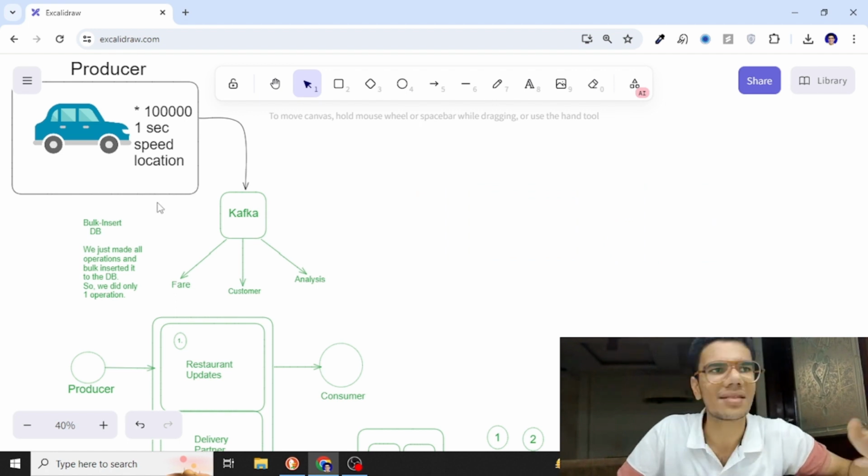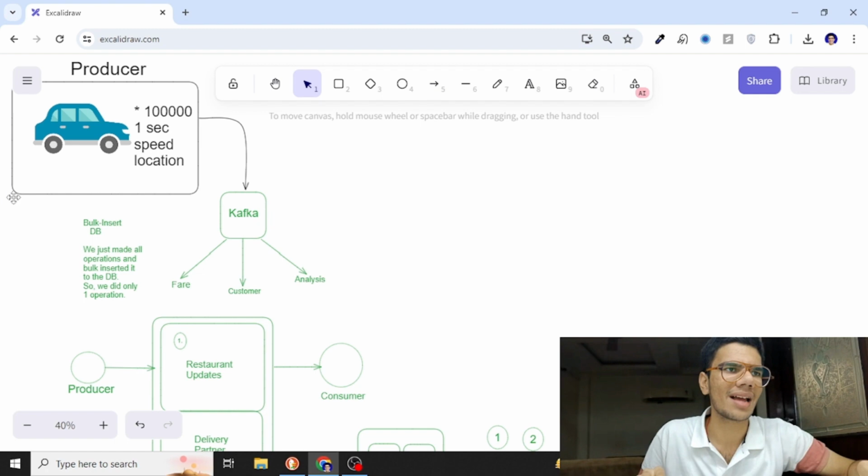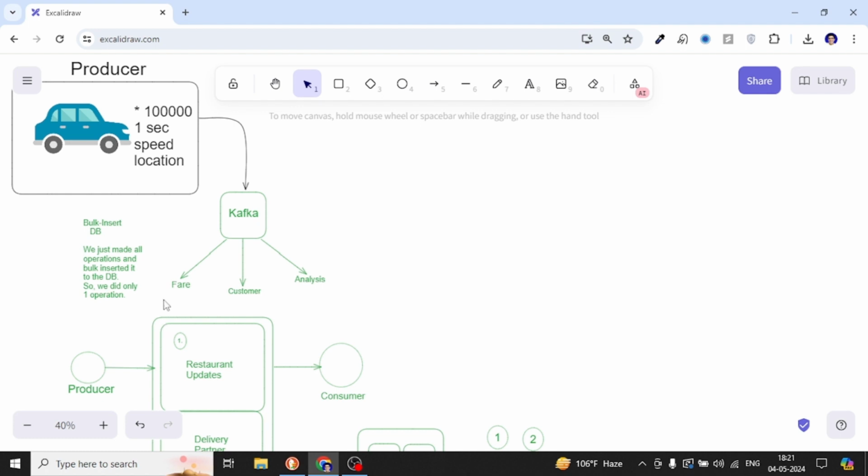Now you can do one bulk insert to the database. We just made all the operations and inserted them to the database. So we did only one operation. Let me explain.